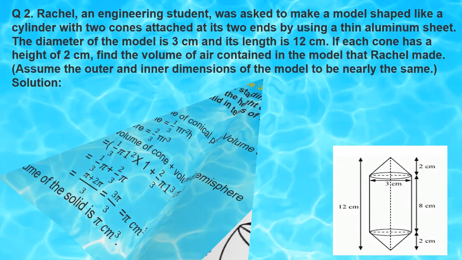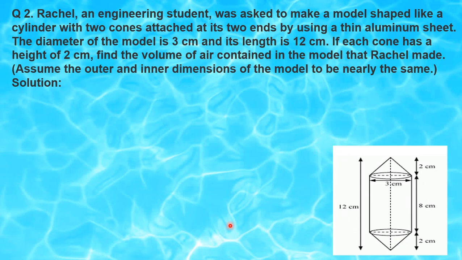Now let's take the second problem. Rachel, an engineering student, was asked to make a model shaped like a cylinder with two cones attached at its top end by using a thin aluminum sheet, as we observe in this figure. The diameter of the model is 3 cm and its length is 12 cm. If each cone has a height 2 cm, find the volume of air contained in this model.